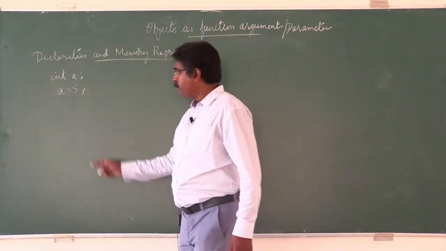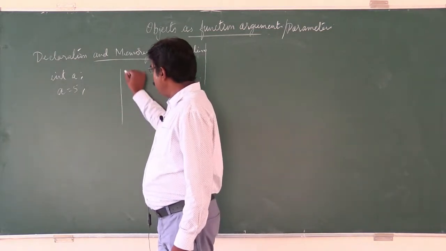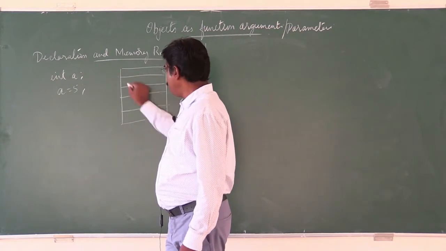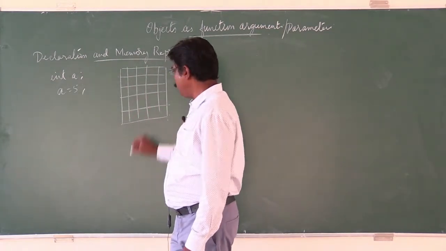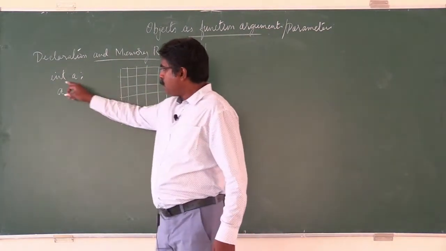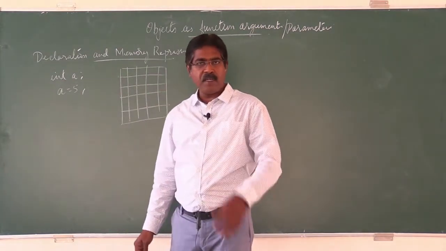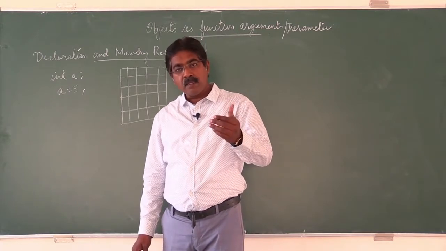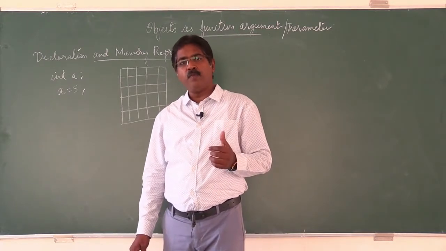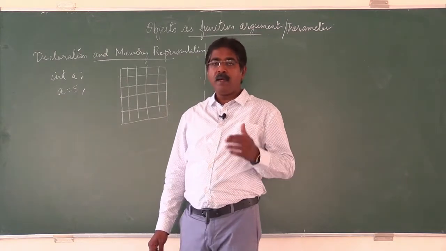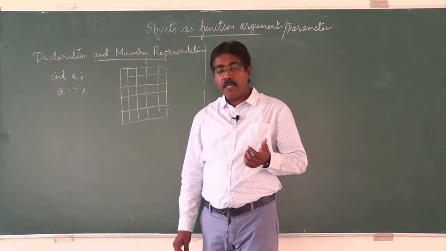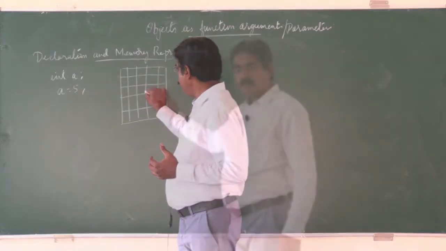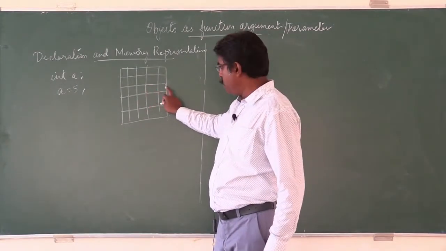How does it take? Let us imagine a table. Like a table, let us imagine the memory in this order. Int takes 2 bytes. You know the fundamental data types: int, float, char, double. Int takes 2 bytes, float takes 4 bytes, char takes 1 byte, and double takes 8 bytes. So int takes 2 bytes, I take a 2 byte representation.